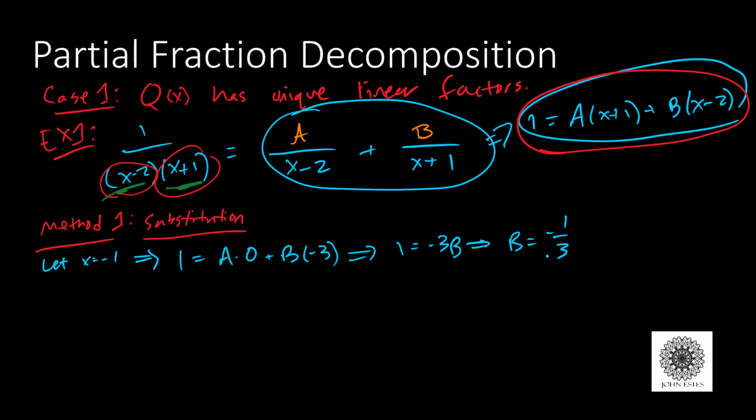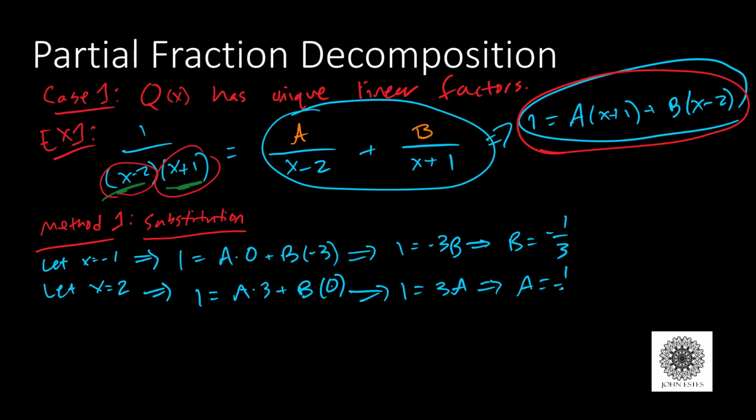Nice. Now if I do the same thing for what I need to plug in this time, 2, I get 1 equals a times 3 plus b times 0. Oh, and so in this case, I easily solve for a, or in other words, a is 1/3. And so I'm done. I have successfully pulled this guy apart in partial fraction decomposition.